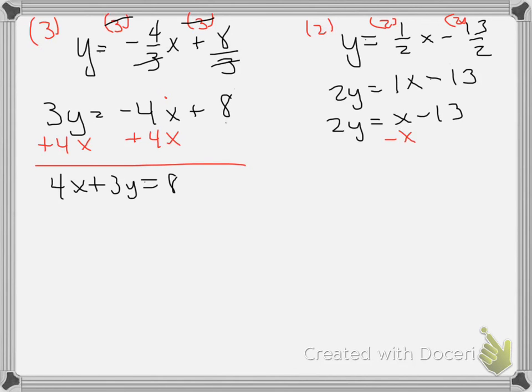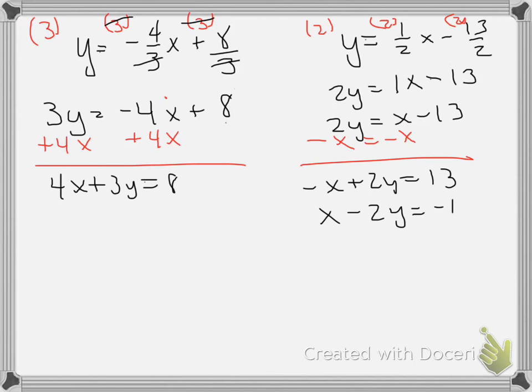Subtract x from both sides, and we're going to get negative x plus 2y equals 13. Remember, we can't have a negative, so we're going to flip all the signs. And so here's our system of equations for these two.